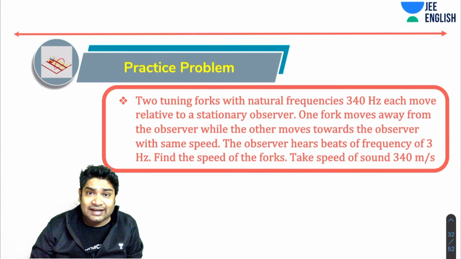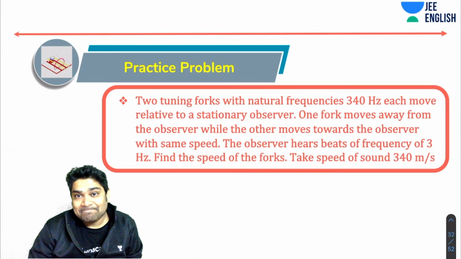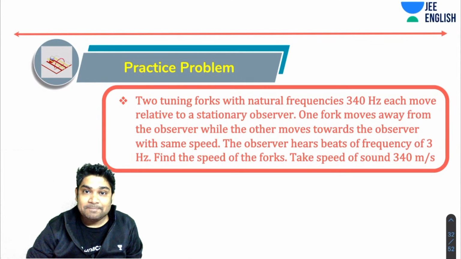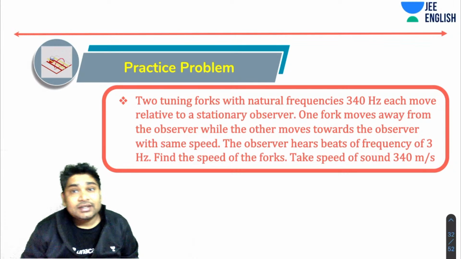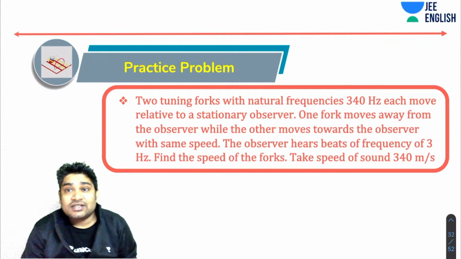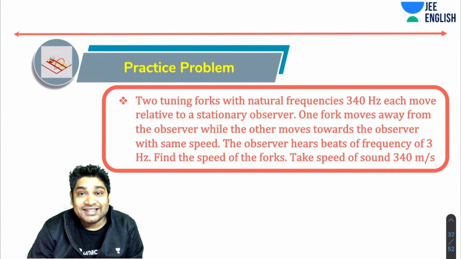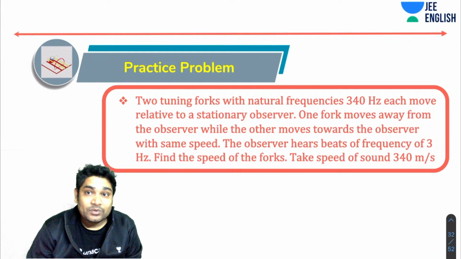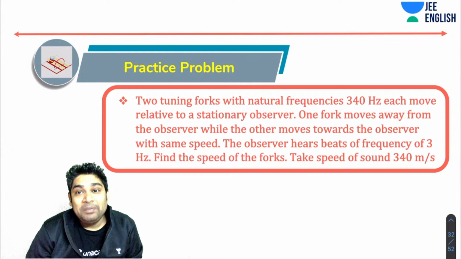Okay. Now with that, let's try one question. Let's quickly try this question. This question says two tuning forks with natural frequencies of 340 hertz each move relative to a stationary observer. One fork moves away from the observer while the other moves towards the observer with the same speed. Okay, the observer hears beats of frequency 3 hertz. Find the speeds of the fork and take the speed of sound as 340.